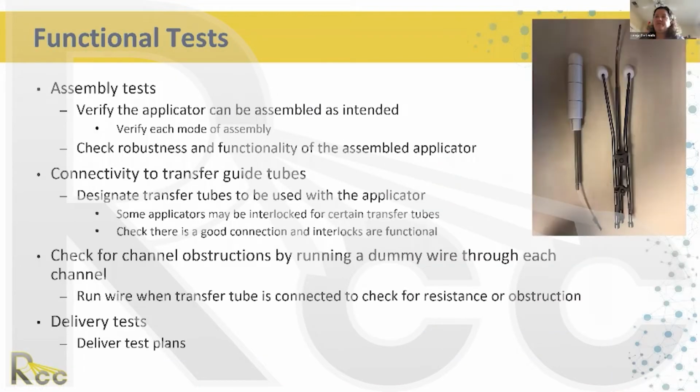Functional tests. First thing you do is assemble everything. See if it works. And if there are different ways of putting things together, different combinations, verify each mode of assembly. Also check the robustness and functionality of the assembled applicator. And it's tempting to skip that step, but it's really important.